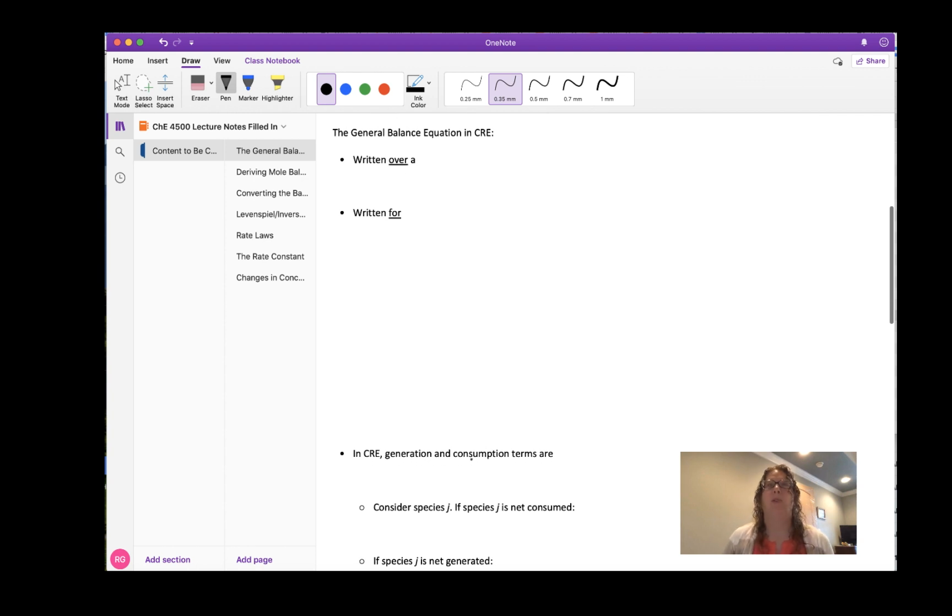So talking about chemical reaction engineering, we're often writing our material balances, in fact all of our balances, over a system volume. So we have a reactor. Within that reactor, there's some fluid. There's a reaction going on in the fluid, and the balance is being written over that system volume. So we're often writing the balance over a volume, and we're usually writing the balance for some chemical species.